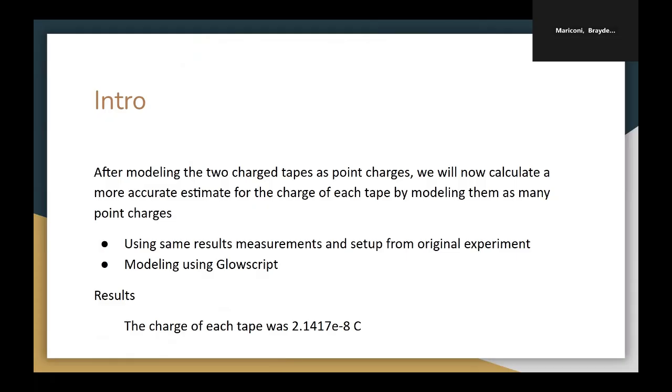So in this lab, we built a computational model in GlowScript where each tape was 20 evenly spaced point charges. This better represents how electric forces actually act between tapes. Using the same measurements from Lab 1, we calculated a new charge value of 2.1417 times 10 to the negative 8 coulombs.